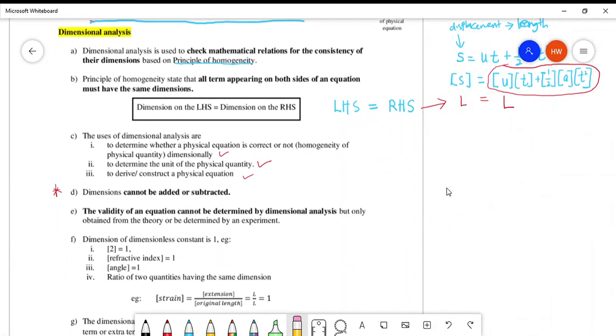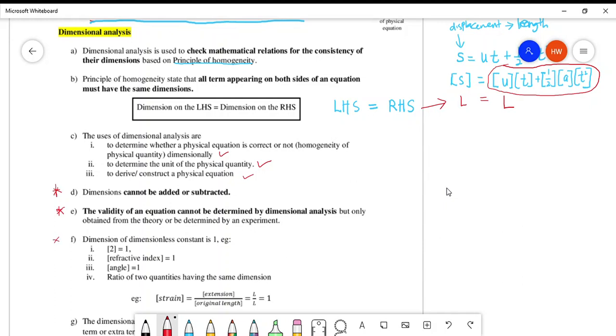The validity of an equation cannot be determined by dimensional analysis but is obtained from theory or determined by an experiment. So whether the equation is valid or not is not determined by dimensional analysis, it is determined by an experiment. So all physicists have to do experiments. There's no such thing that you don't like experiments and can be a physicist.